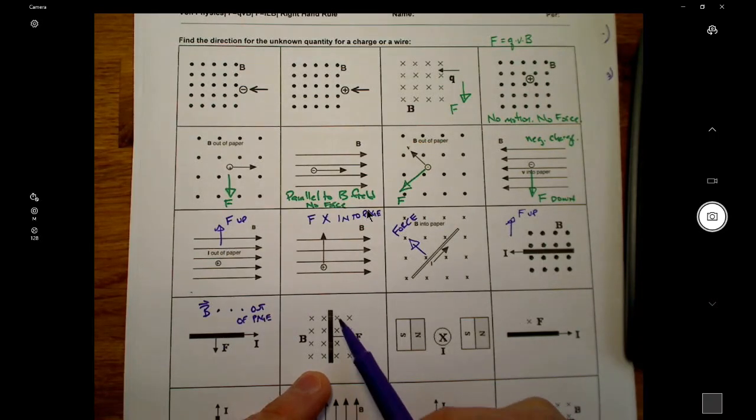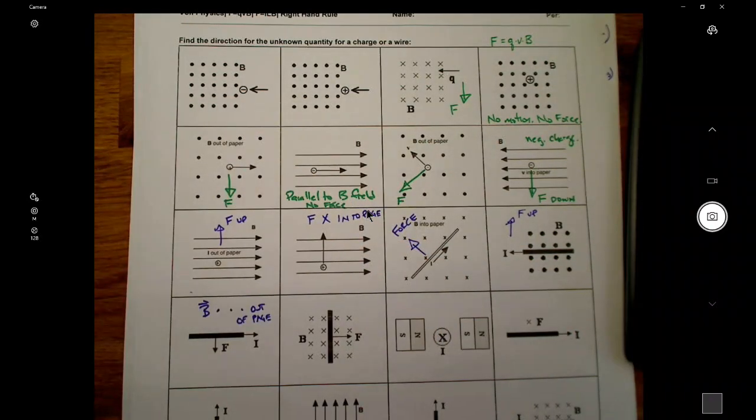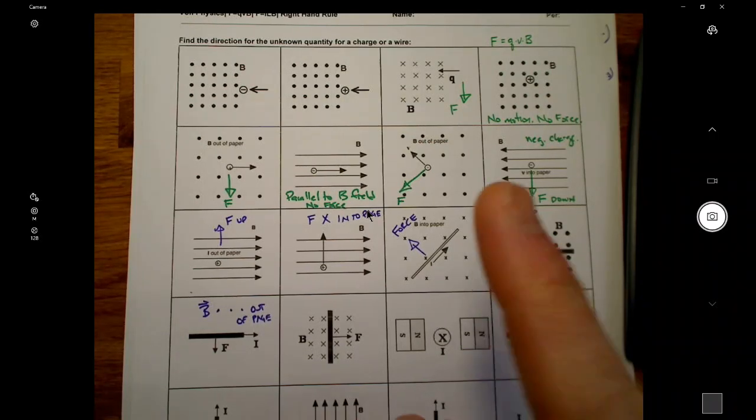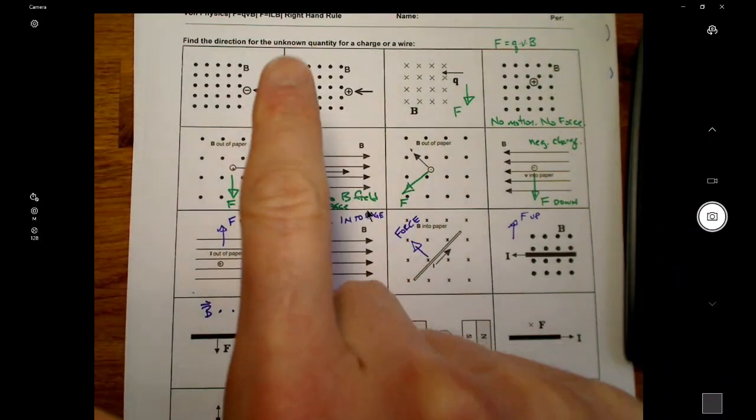This one we have the forces going to the right, and the magnetic field, the X's, remember, means goes into the page. So my thumb has to be pointed to the right. And my middle finger has to be pointed into the paper.